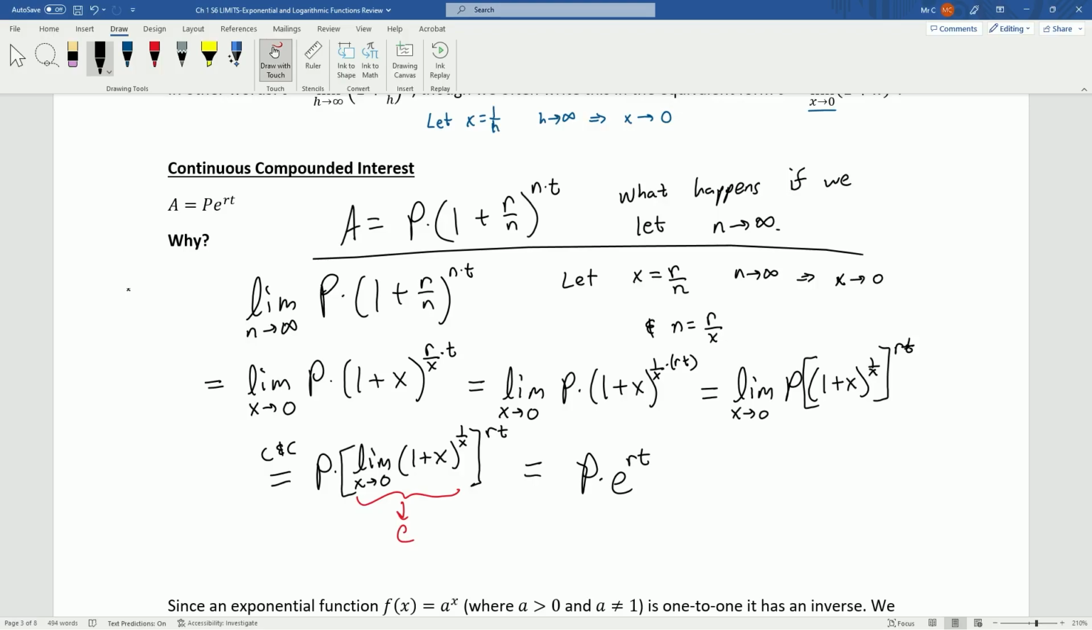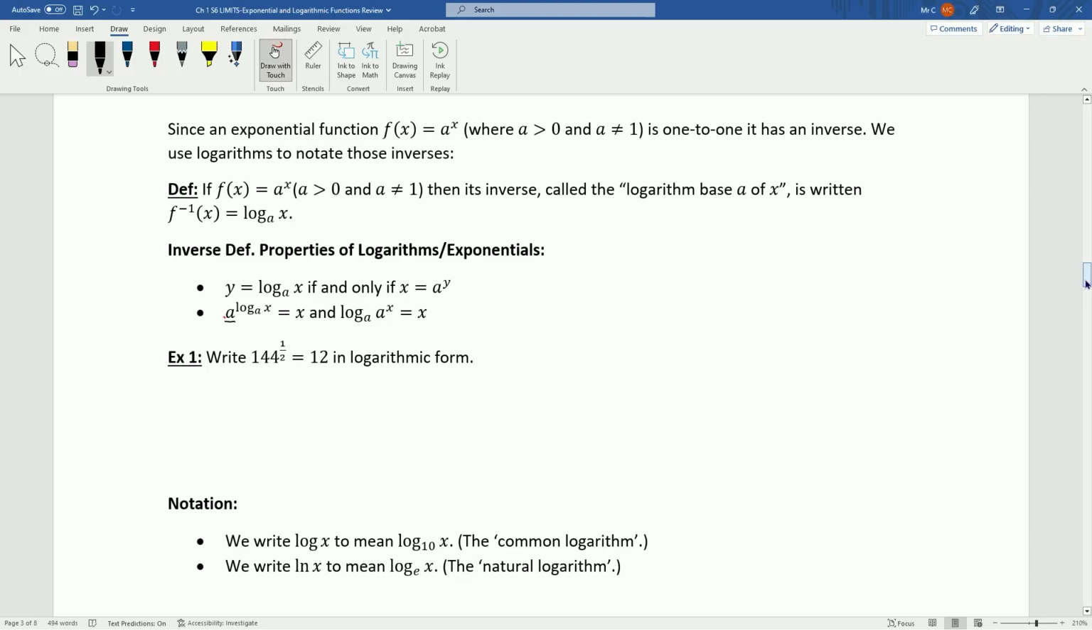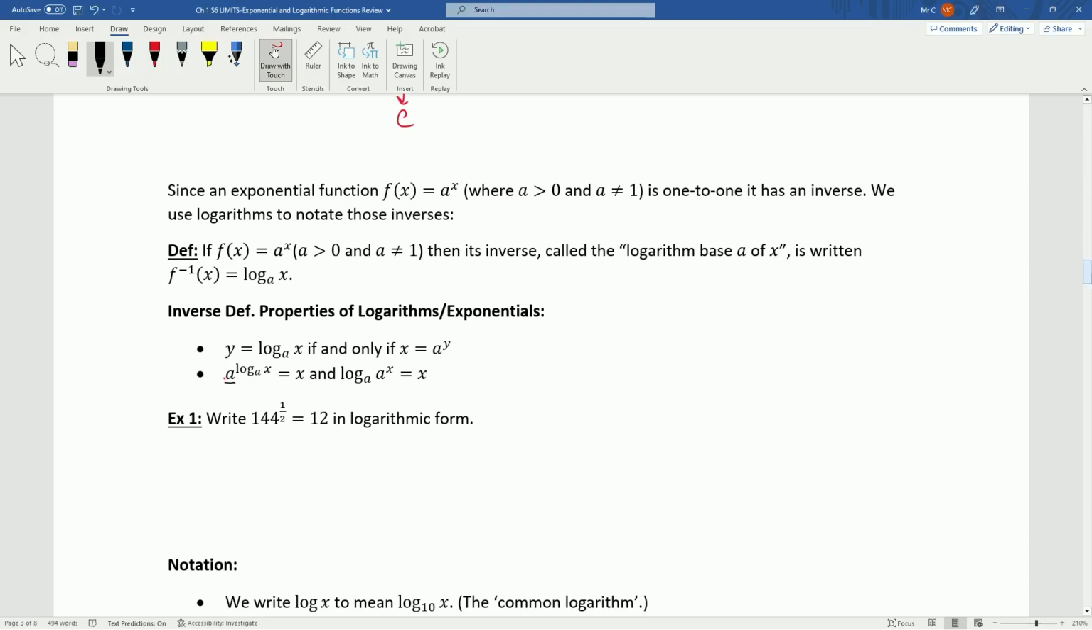Okay, so now that we're done with continuous compounding interest, let's go ahead and move on to something else. So we're going to talk about logarithms, but in order to understand what a logarithm is, we have to recall what an inverse is. So just as a quick aside here, a little aside. So y equals f of x.